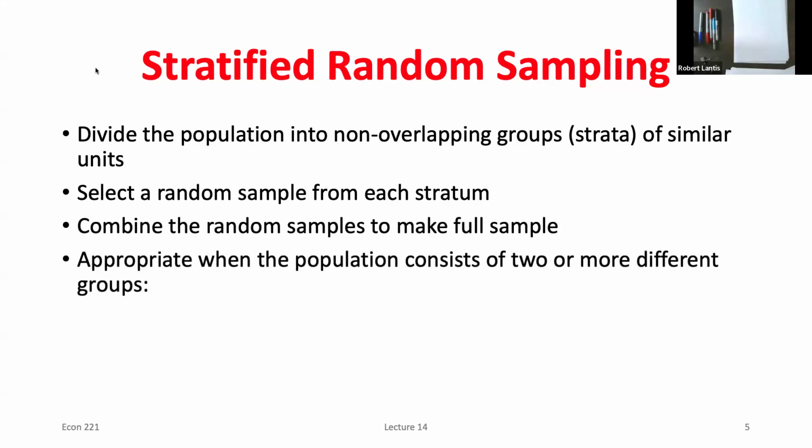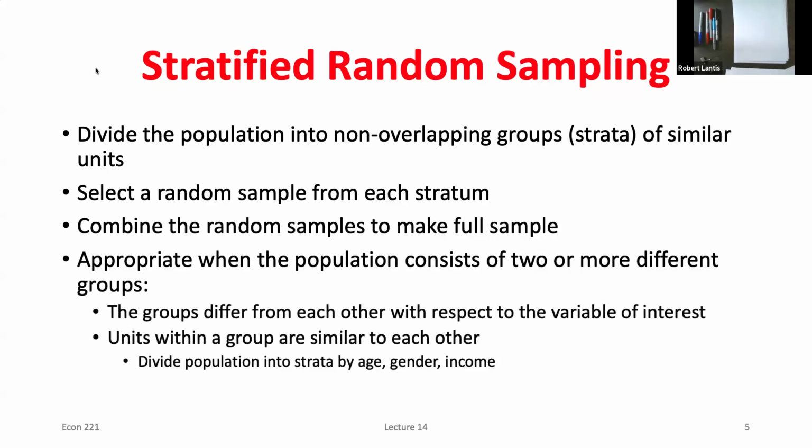So this usually is appropriate when we have two or more groups. So I use racial groups here, but you could think about, maybe I want to make sure that I've got all incomes represented, or I want them to be represented by the same proportion of people who are in that income category as the population, right?